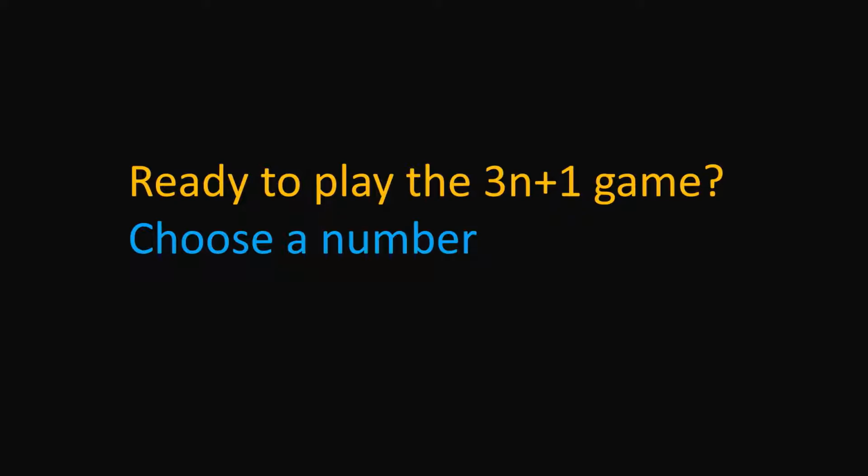Now suppose we have the number 3. 3 is an odd number, right? So as you have heard, we have to multiply 3 and add 1 to it. The number we will get is 10. 10 is an even number, so we will divide it by 2. We will get 5. 5 is again an odd number, so we will multiply it by 3 and add 1 to it. Now we will get 16.